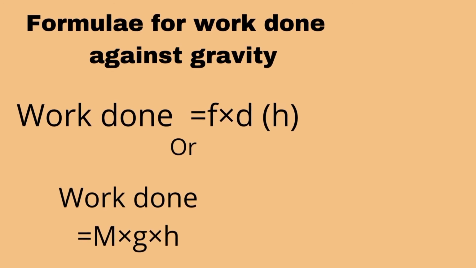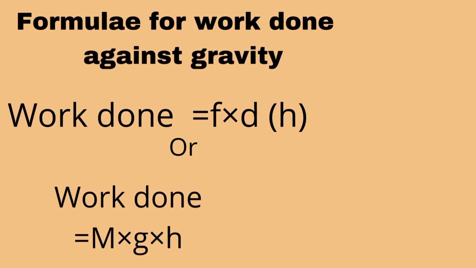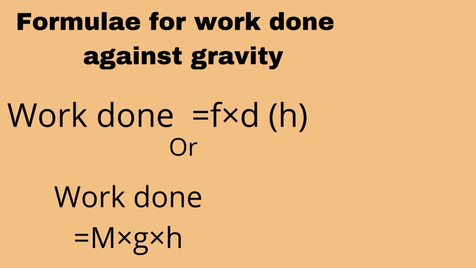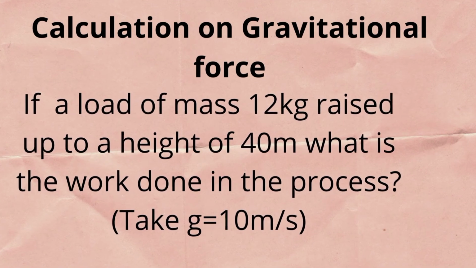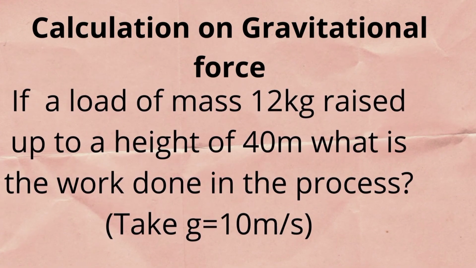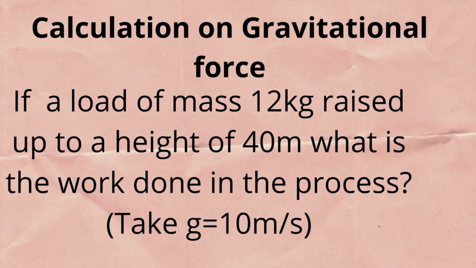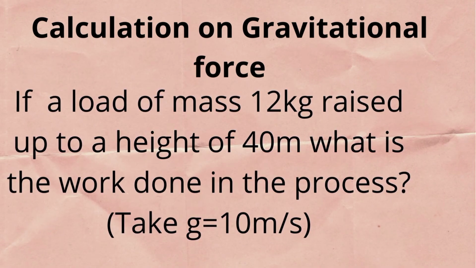Work done is equal to mass times gravity times height. Then this brings us to calculations on work done against gravity. If a load of mass 12 kg is raised up to a height of 40 meters, what is the work done in the process?